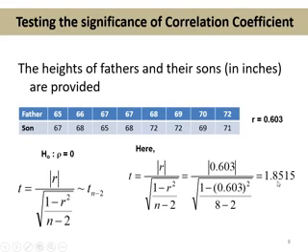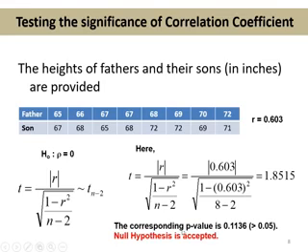So this is the value of the t statistic. And then we compute the corresponding p value. The p value corresponding to t 1.8515 is 0.1136. Now this is greater than 0.05, so we go with the null hypothesis that the correlation coefficient is insignificant. So based on this, why? Because it is more than 0.05. To be significant, the p value needs to be less than 0.05. You may take this as a standard rule.